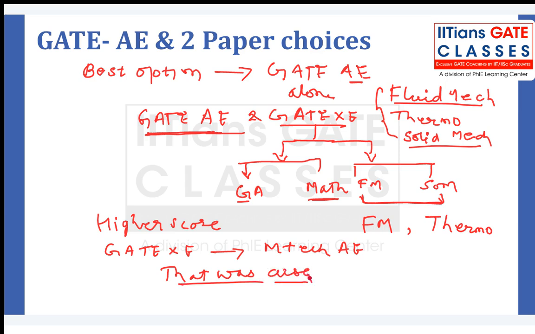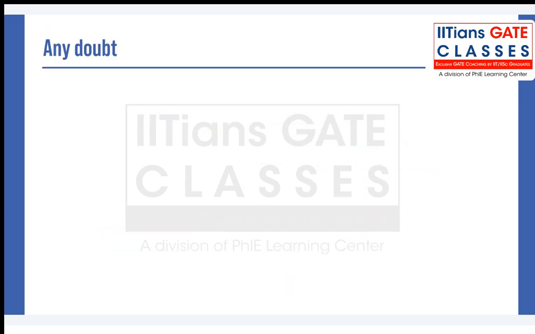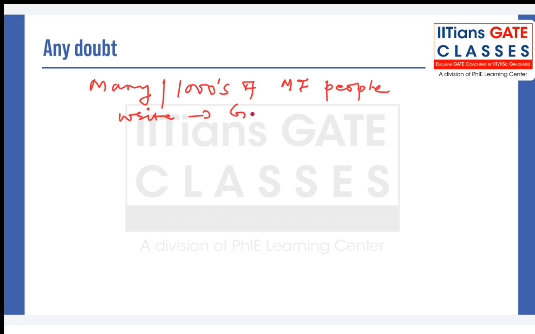Now what has happened nowadays? Many, thousands of ME people write GATE XC. So what happened? Competition became too high.